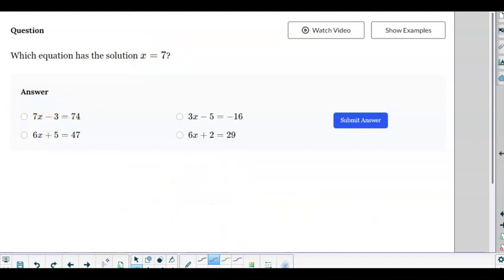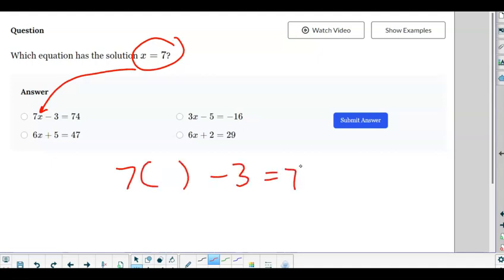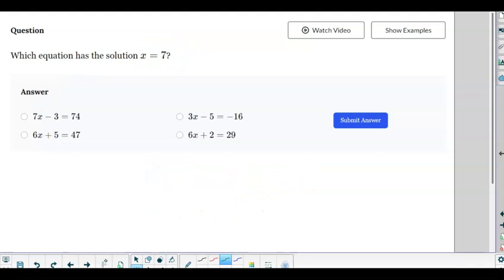Another way that you could solve is, instead of going through each of the 4 options, you could take this value and substitute it into the position of x. So for the first one, I would erase and replace the letter x with the substitute 7. 7 times 7 is 49. 49 minus 3 is not equal to 74. That's another way that you could check.